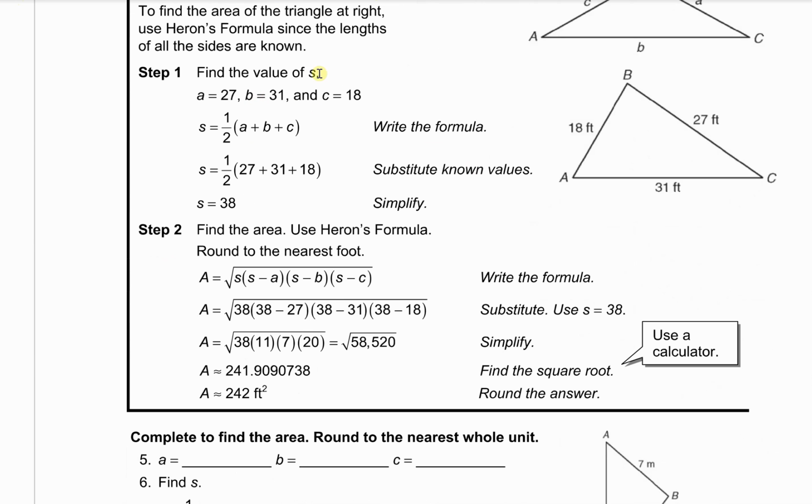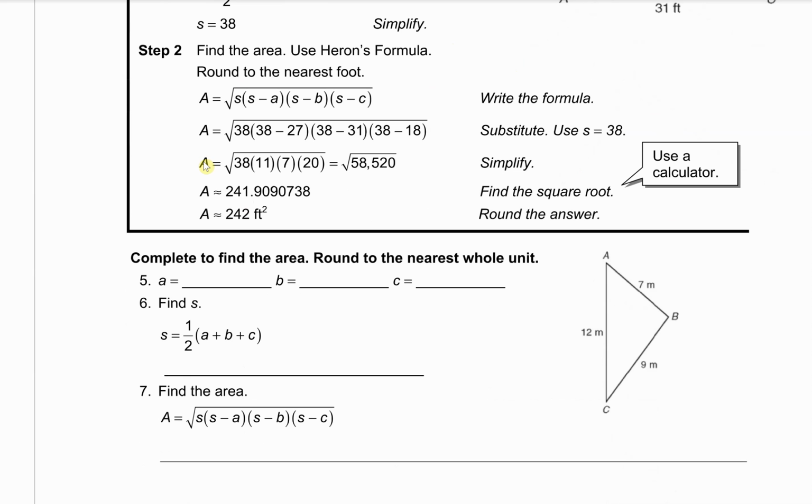So if you want to find the area of this triangle, you could drop a perpendicular and work some stuff out. Or you can find the perimeter, add the sides all up and divide by 2. The sum of the sides divided by 2 is 38. So then I can plug them into Heron's formula.